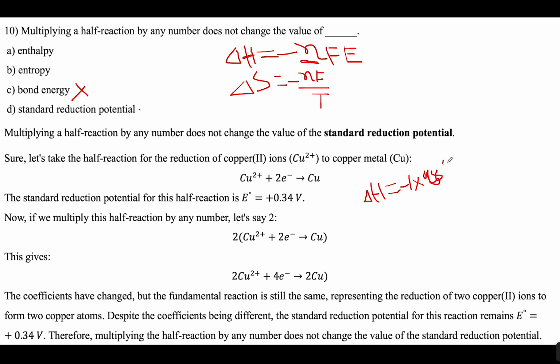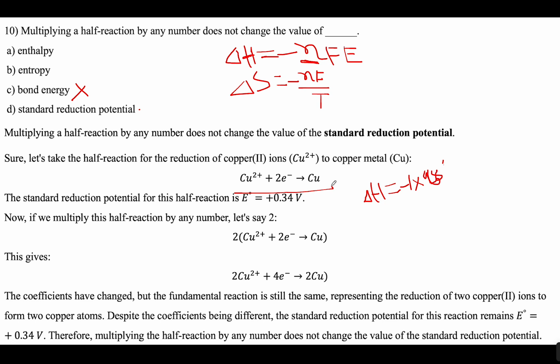Whereas in the case of delta S, or the entropy, for the first reaction where the Cu2 plus, for this reaction the entropy value is coming around minus 1 into 98,650 divided by, we maintain the reaction at a temperature. Suppose the reaction occurred at 25 degrees centigrade, so it's coming around 325.